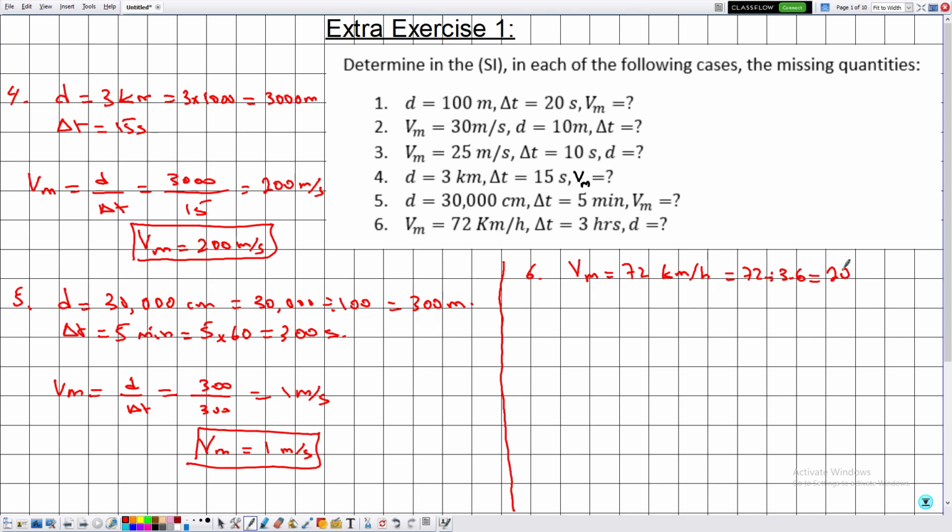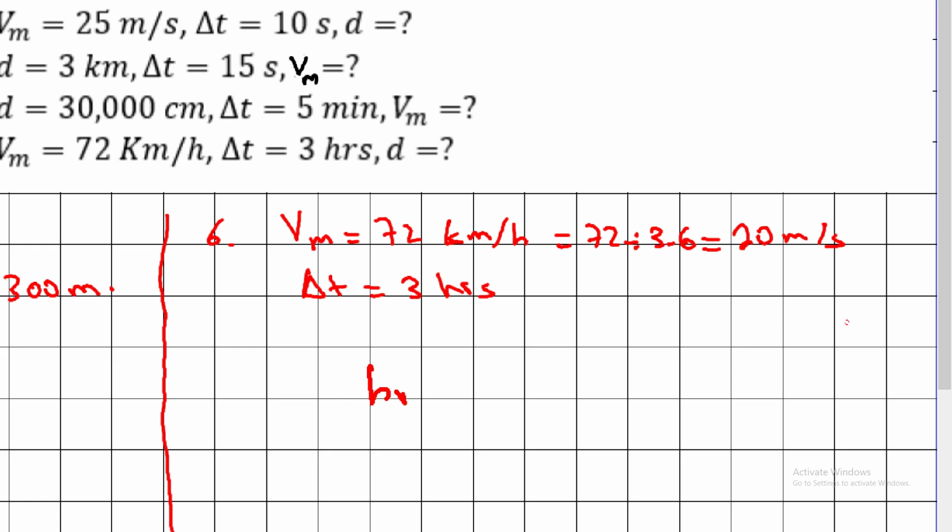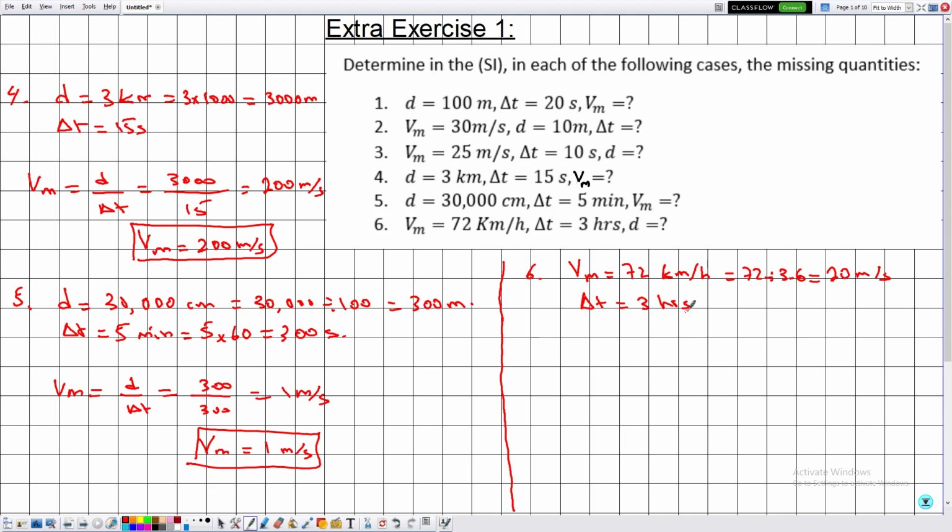20 meters per second. As for the duration delta t, which is equal to 3 hours, knowing that hours is not the SI unit of time, in order to convert from hours into seconds, we multiply by 3600. Then 3 multiplied by 3600, so this is equal to 10,800 seconds.